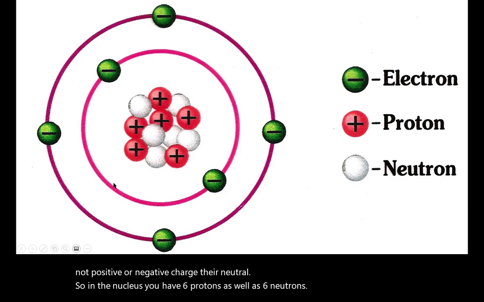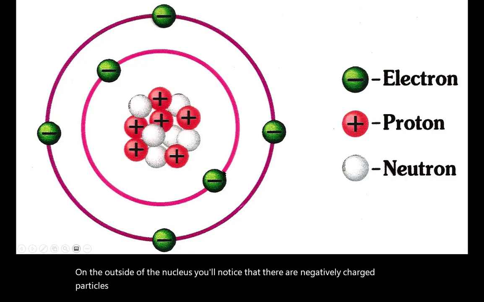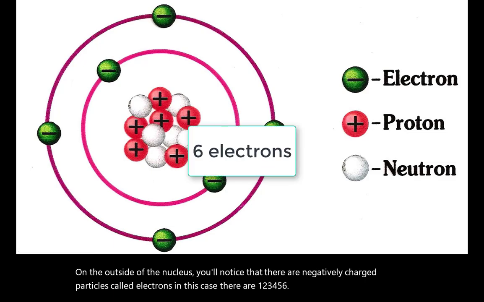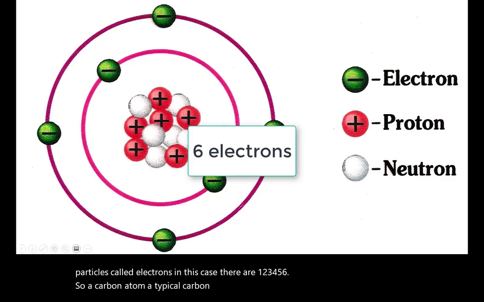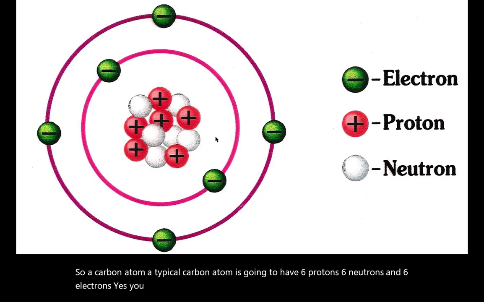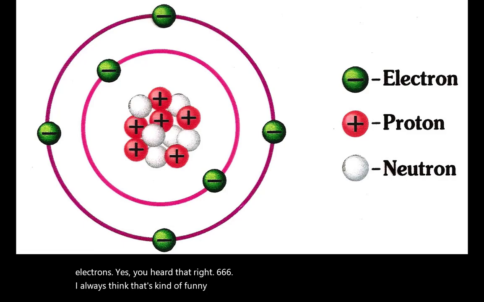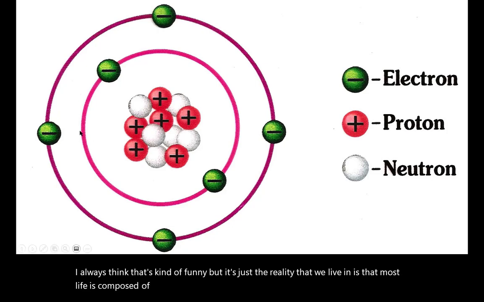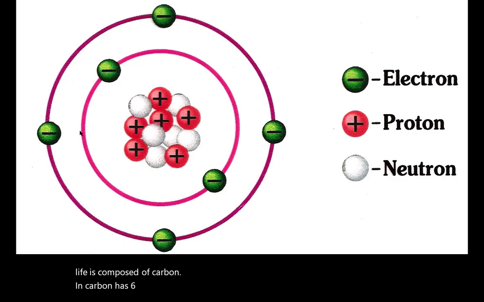On the outside of the nucleus, you'll notice that there are negatively charged particles called electrons. In this case, there are 1, 2, 3, 4, 5, 6. So a carbon atom, a typical carbon atom, is going to have 6 protons, 6 neutrons, and 6 electrons. Yes, you heard that right. 6, 6, 6. I always think that's kind of funny, but it's just the reality that we live in, that most life is composed of carbon. And carbon has 6 protons, 6 neutrons, and 6 electrons.